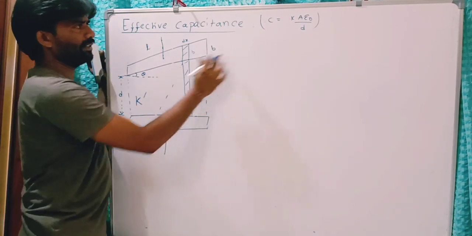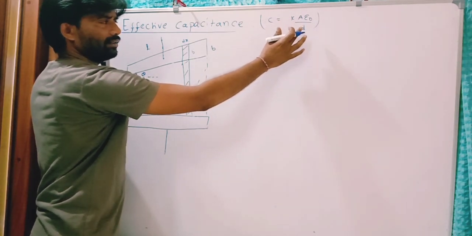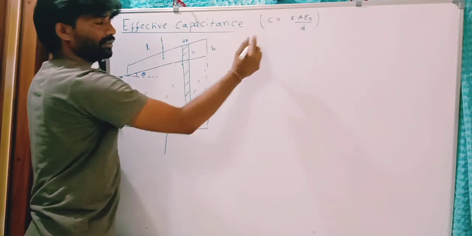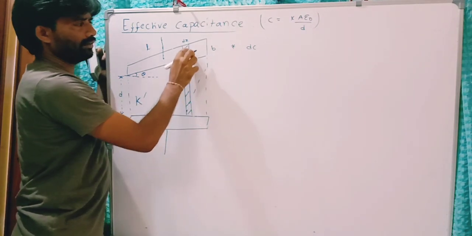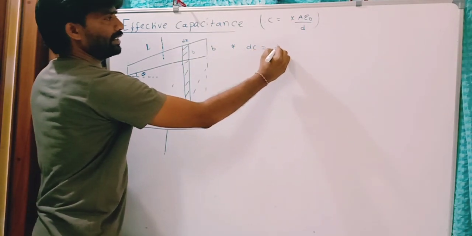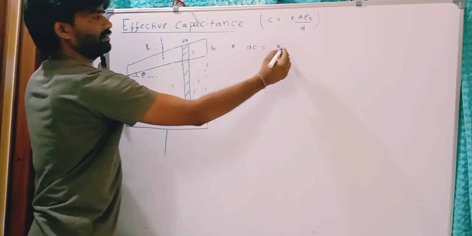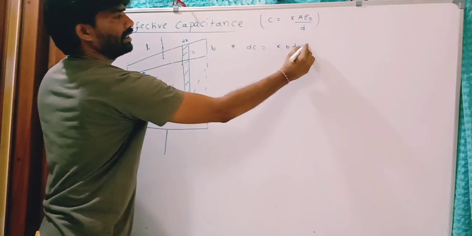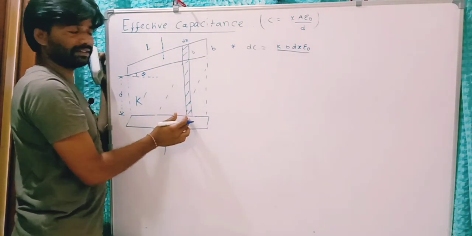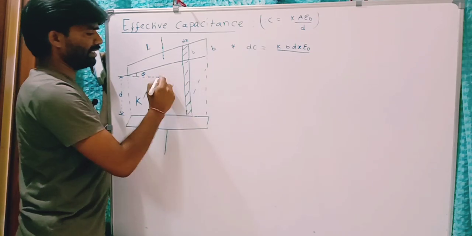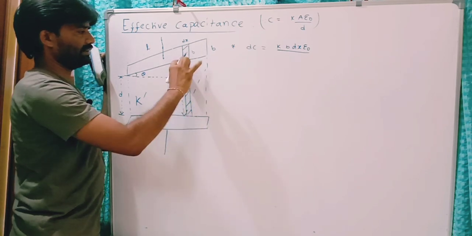Now for this small element, based on the equation for a parallel plate capacitor with dielectric material, I am writing the small element capacitance as K, A means area of this element, this thickness into this length, that is b dx, epsilon naught by d. d means the gap between these two plates at this element. Up to here it is given as d directly. But what about this side?